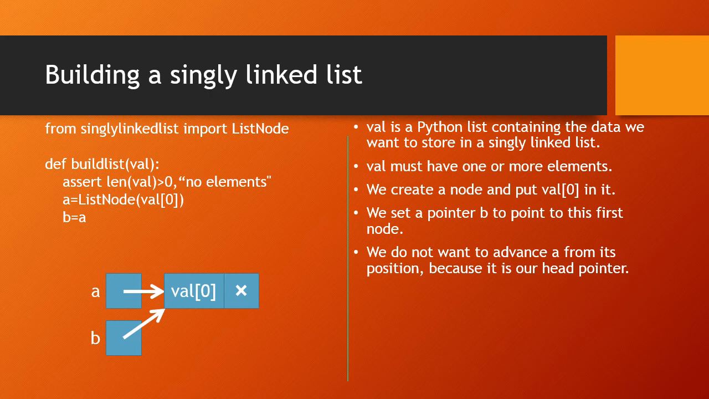If you don't have the pointer to the first node, if you don't have the head pointer, you cannot traverse through the list. You cannot access the list. This is why I use two pointers. A will stay where it is, and in the end I will return A. But B will advance.